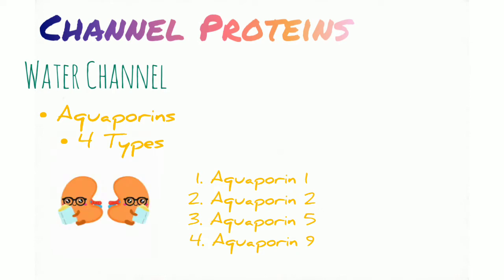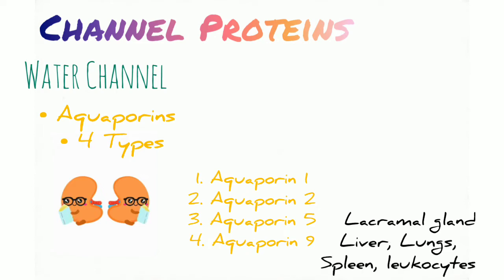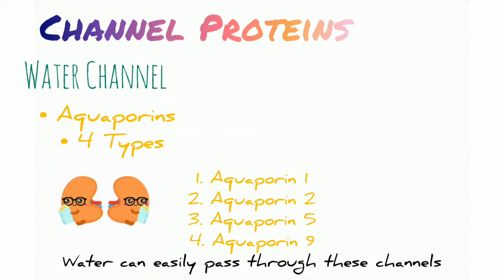Most of them are found in kidneys. Aquaporin 5 is also found in the lacrimal gland. Aquaporin 9 is found in liver, lung, spleen and leukocytes. Substances such as water can easily pass through this protein channel as this channel has watery spaces for the molecules.